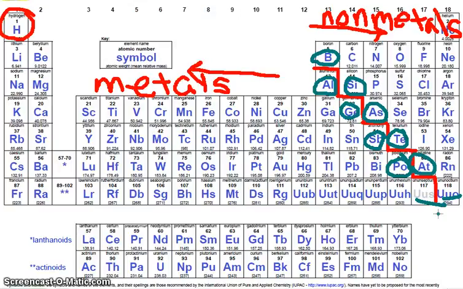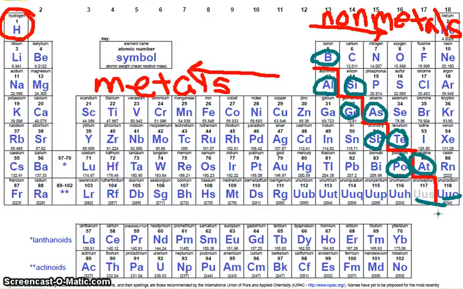And in chemical reactions, metals will lose their electrons. That's going to be important later when we talk about bonding. Metals always lose their electrons. Also, metals are all solids. The one exception to that is mercury. At room temperature, mercury is a liquid metal.